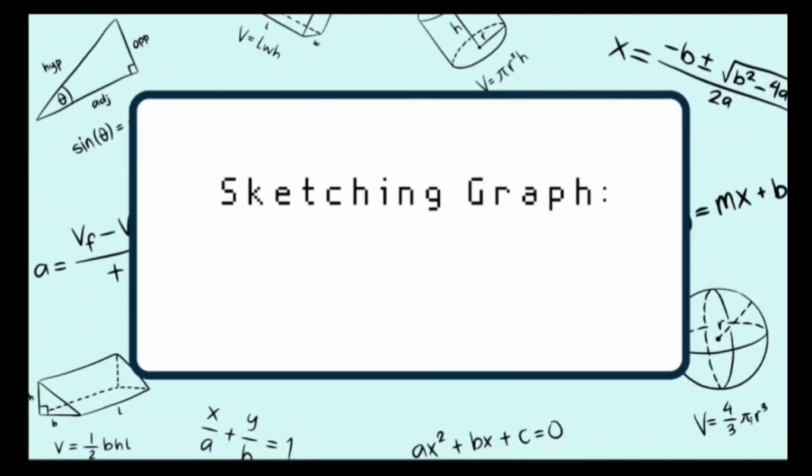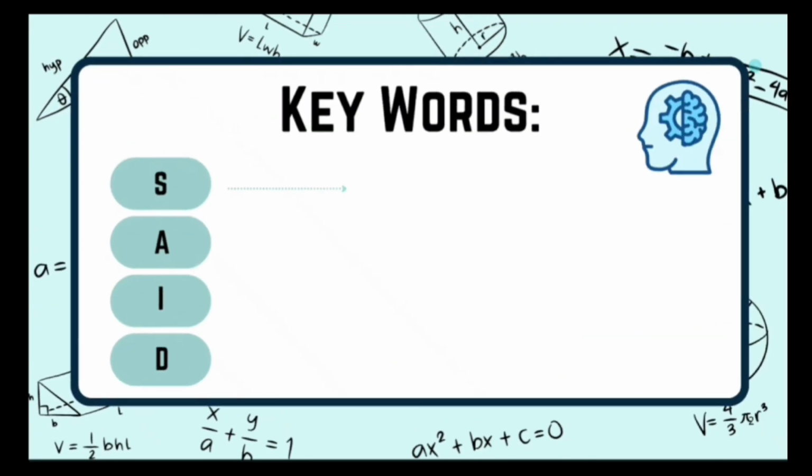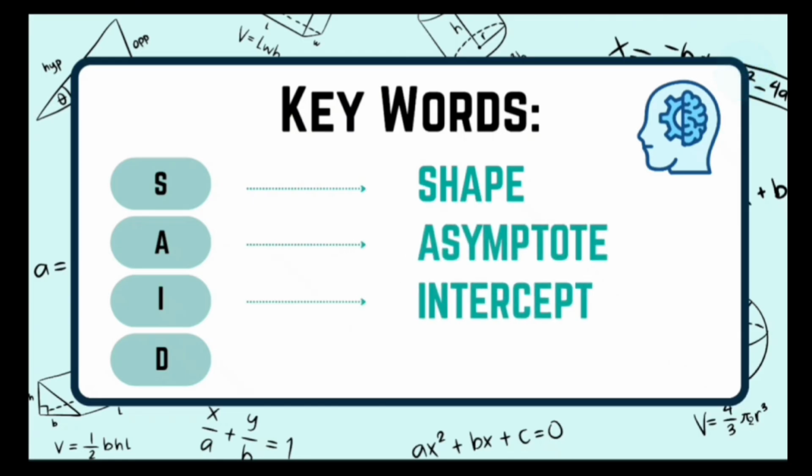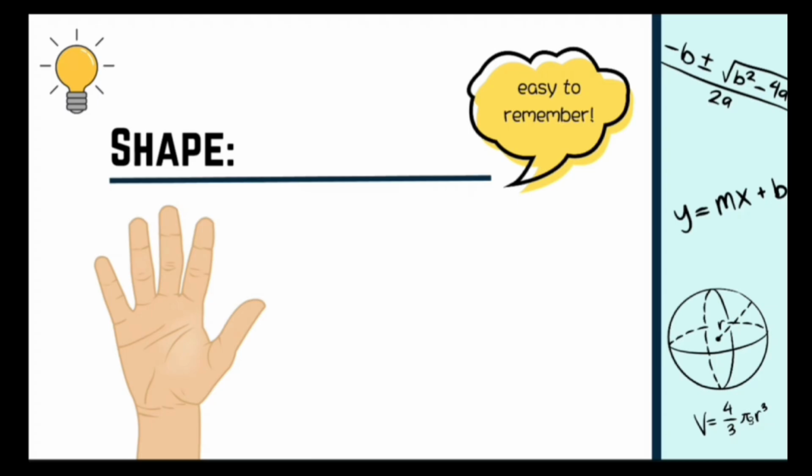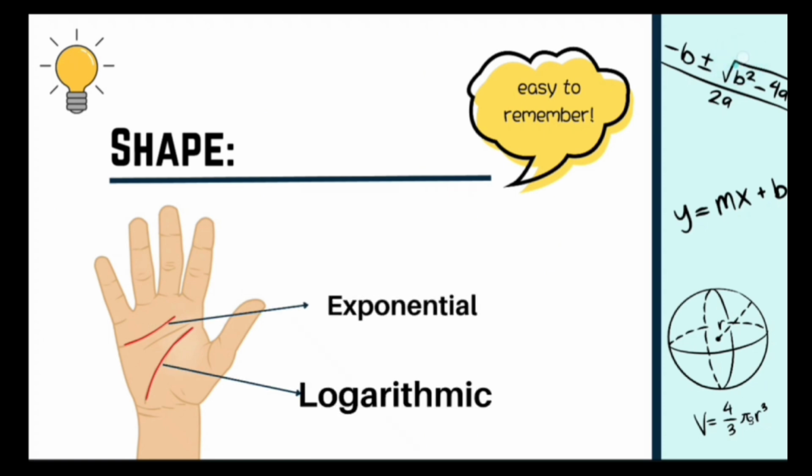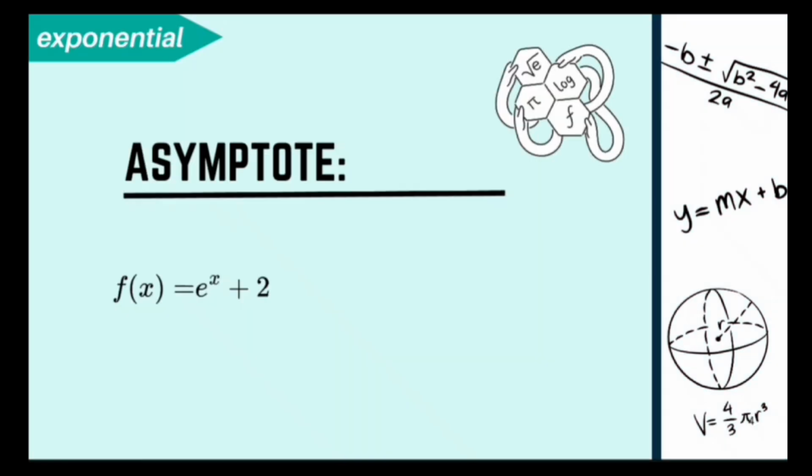We are introducing a new method to sketch exponential and logarithmic graphs, which is called SAID. So what is SAID? S stands for shape, A stands for asymptote, I stands for intercept, and D stands for draw. First step, we need to determine the shape of the graph. We can use the lines on our palm to recognize the shape. Our palm has an upper curve and a lower curve. The upper curve represents the shape of an exponential graph, while the lower curve represents the shape of a logarithmic graph.